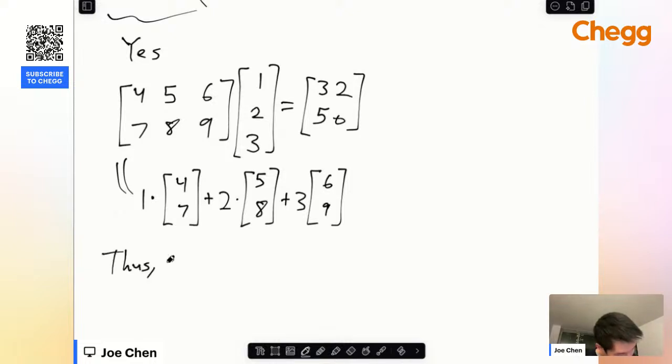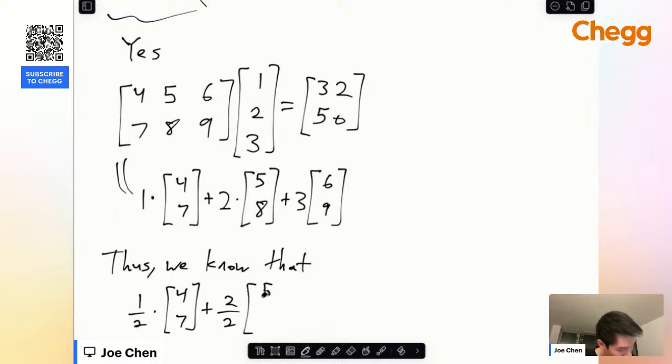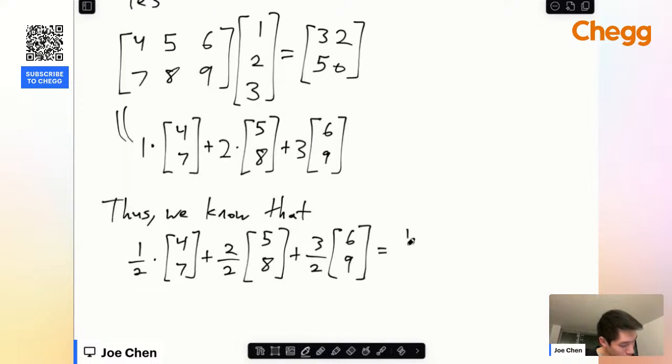All right, so we can write, thus, we know that if we were to halve all of these numbers, we would get half the answer, which is then 1625. So we know that 1/2 times 4, 7 plus, I'll just write 2/2 to be clear, times 5, 8 plus 3/2, 6, 9 is equal to 1625.